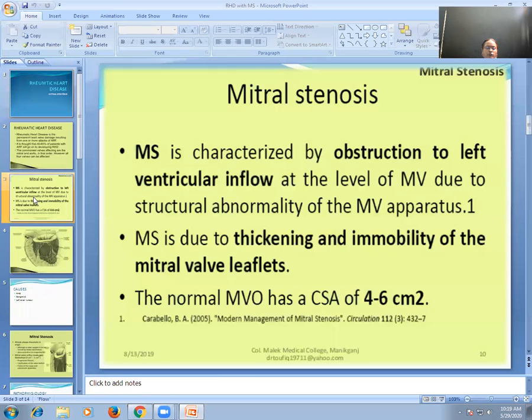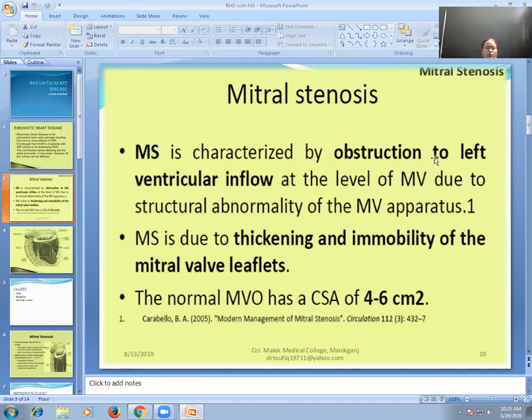The normal area of the mitral valve is 4 to 6 cm squared. In mitral stenosis, it is reduced to less than 1 cm squared, and then it is called critical mitral stenosis. The basic pathology is thickening and immobility of the mitral valve leaflets, fibrosis at the annulus, and commissural fusion. All these lead to narrowing of the mitral valve opening. That means there is obstruction to the flow of blood from the left atrium to the left ventricle during diastole. The blood from the atria is not able to come to the ventricle in the diastolic phase.